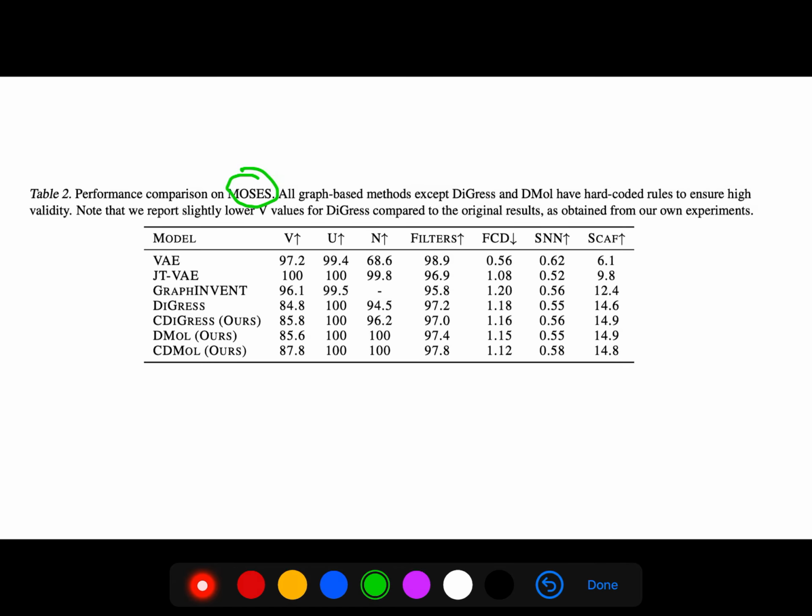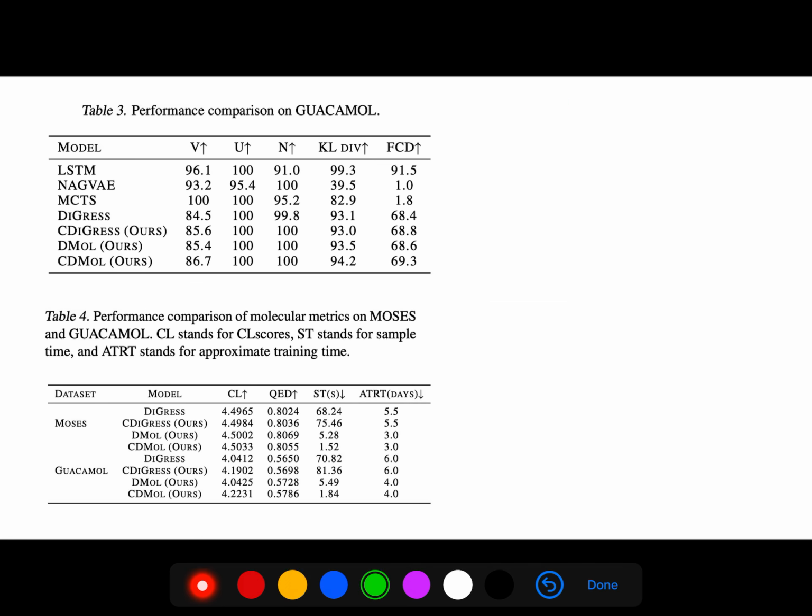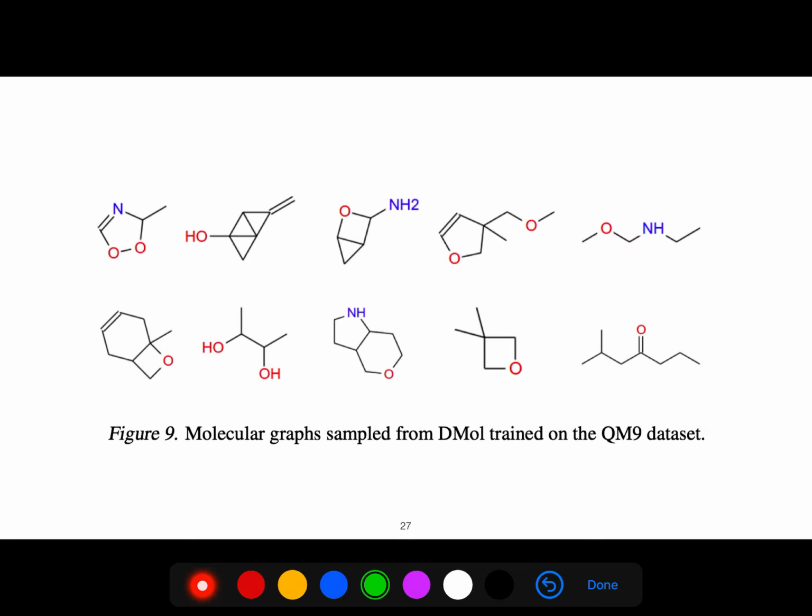They did experiments on, for example, the MOSES dataset. They compare, and when we say it like this, it means lower is better. This is the Fréchet distance; in images we say Fréchet Inception Distance, for graphs we say FCD. For scaffold similarity, higher is better. So you see the comparison, even with the LSTM, and they compare with DiGress. So their method is an improvement. For molecule graphs, you see on the QM9 dataset, their samples from their training look like this.